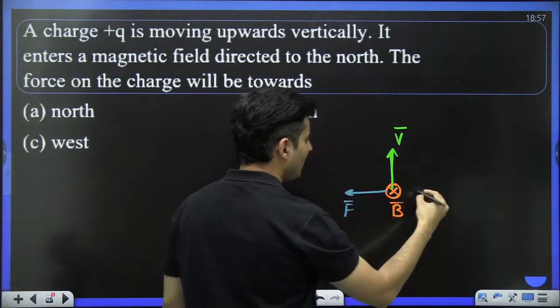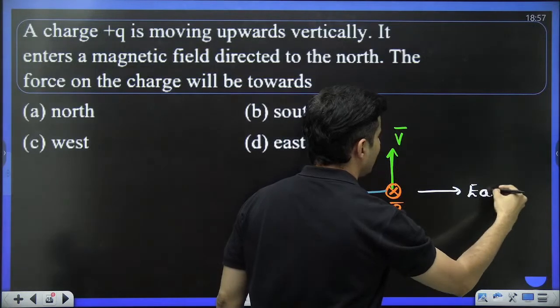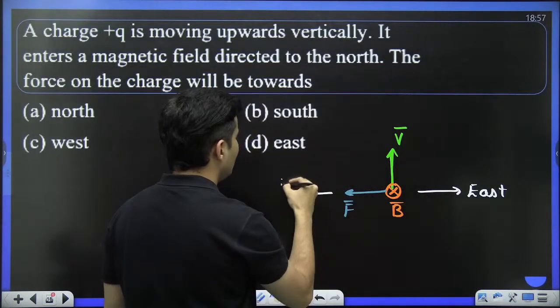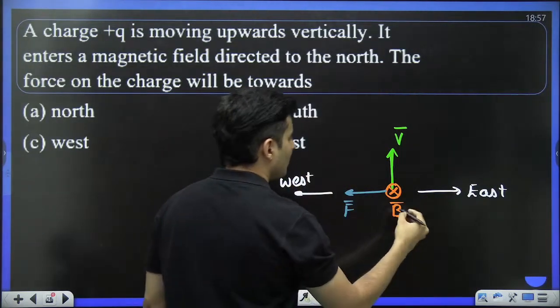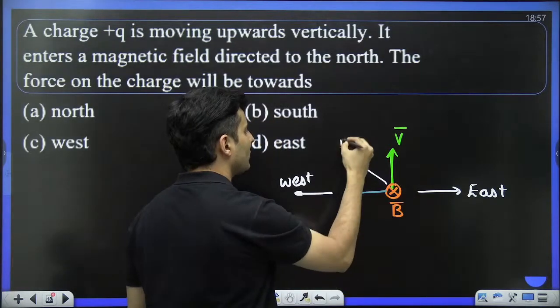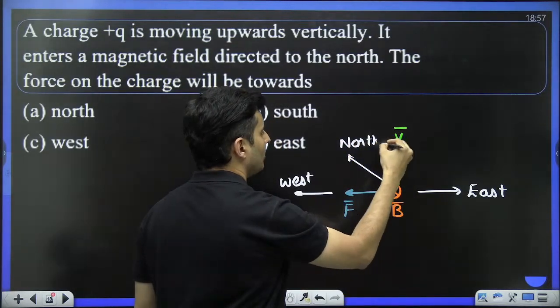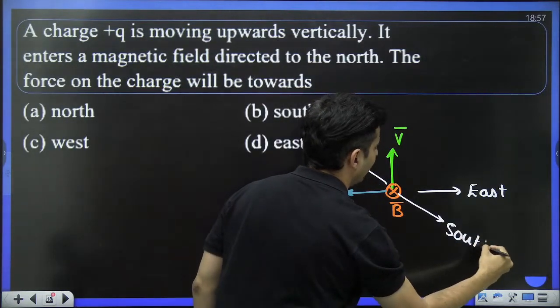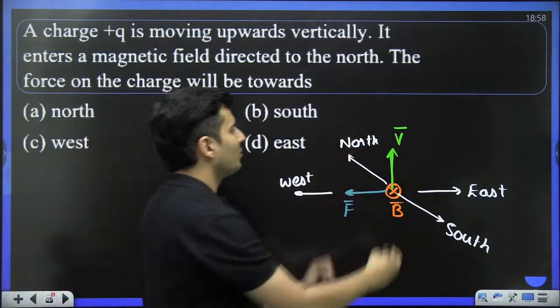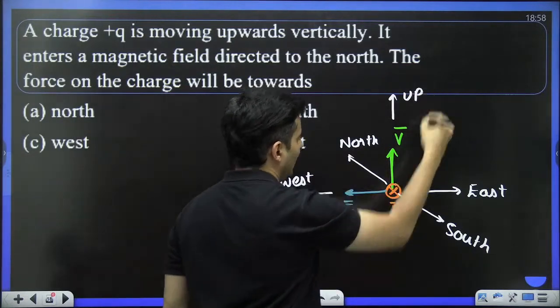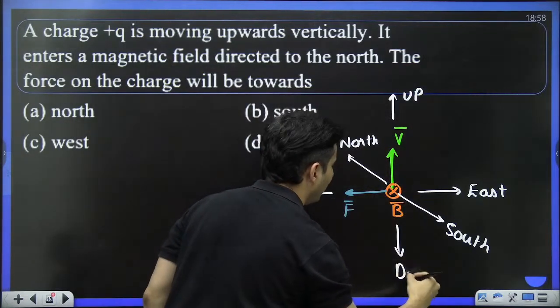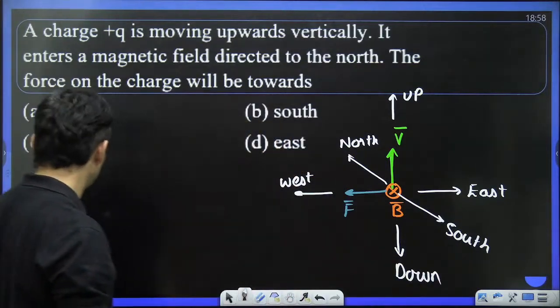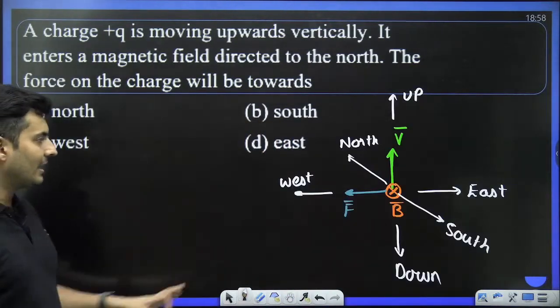Now if you notice, this is basically your east direction, this is basically your west direction, basically inside that was your north direction, and outside was basically your south direction. That's how it was. This was your up direction and this was your down direction. So clearly it is towards the west. Option C is the correct answer.